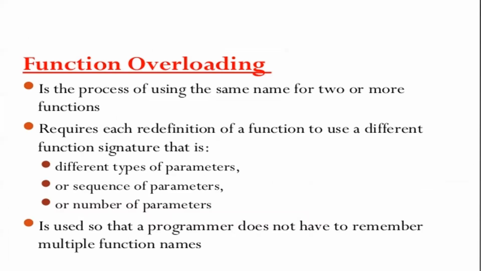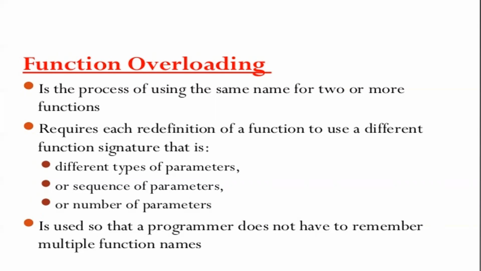So this is the same thing that has been theoretically defined here. Process of using same name for two or more functions. Each requires redefinition. For rectangle, for example, my area is length into breadth. I cannot use the same definition for triangle because it is half base into height. Okay? Similarly, I cannot use the same definition for circle because that is pi r square.